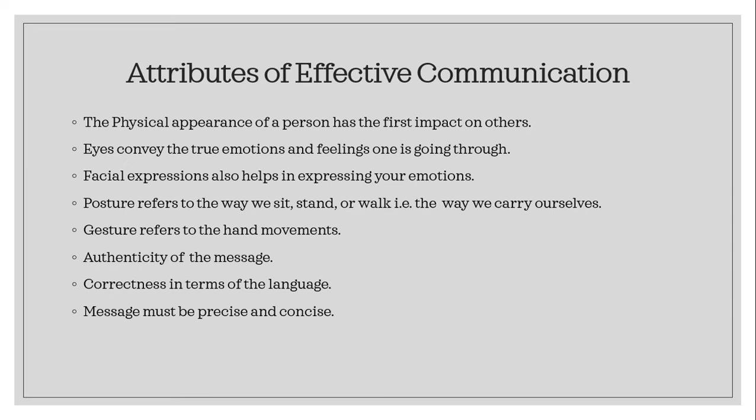So what are the attributes of effective communication? The physical appearance of a person is the first impact. First impression is the last impression, and the physical appearance has the first impact. Eyes convey the true emotions and the feelings one is going through. So when a person speaks with eye contact, he or she shows conviction in what he or she is saying, and thus it helps in gaining the trust of the listener.